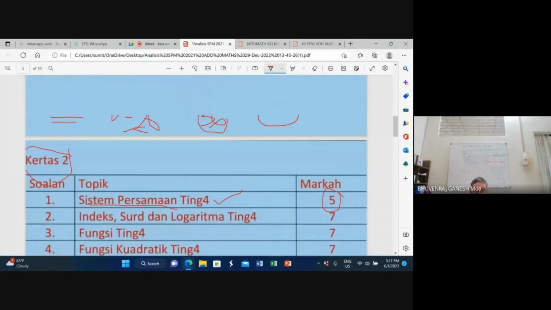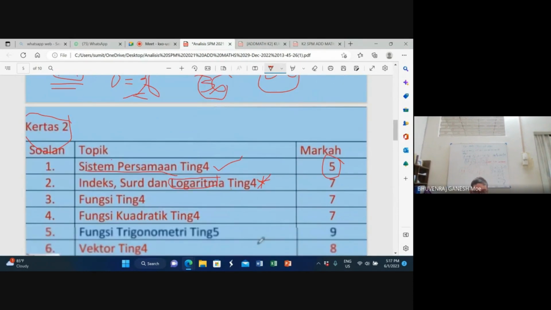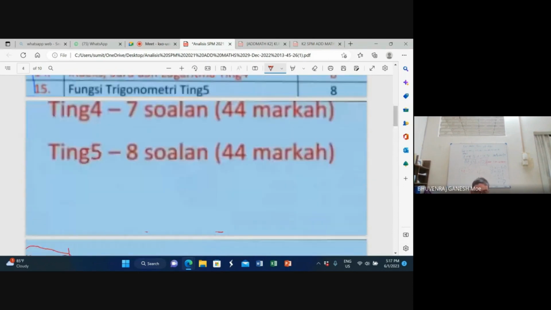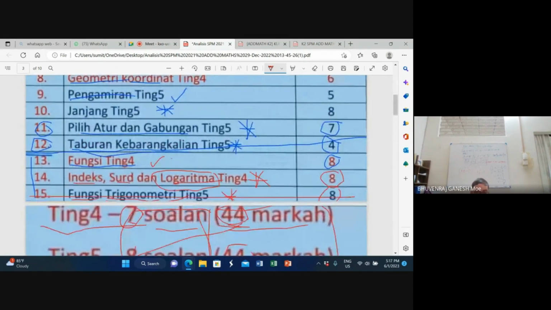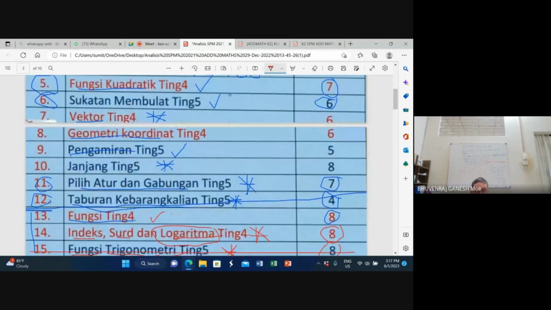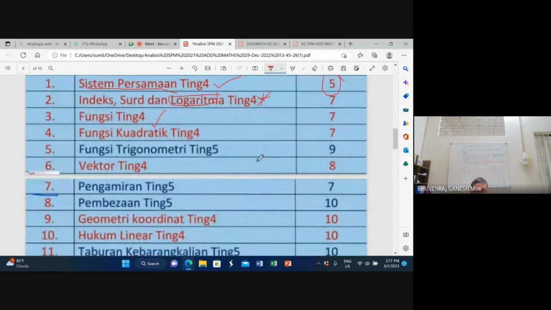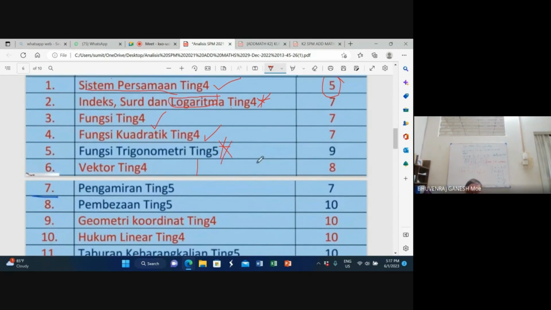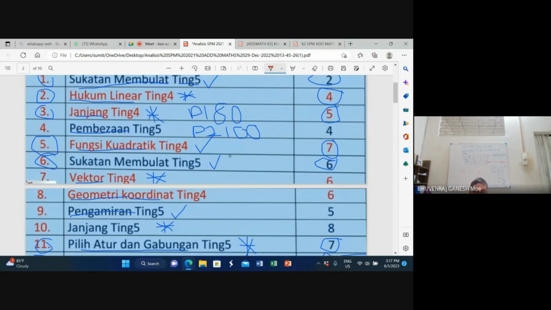Indices and logarithms, just now you said not so good at logarithms, so I put a sign here. So for functions, you're okay. And then quadratic functions, did I put anything? Yeah, I put a tick also. Trigonometry I have to teach. This one is a must because it's a new thing. Vectors, what do you say? Vectors also a must.